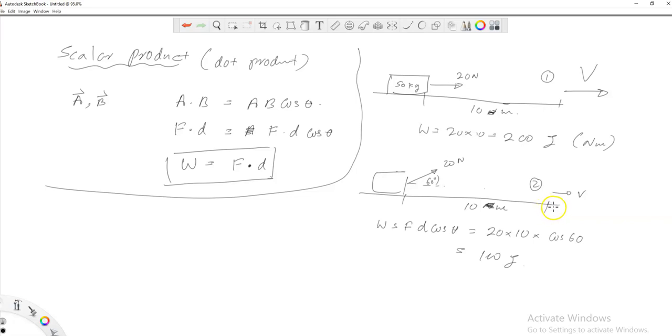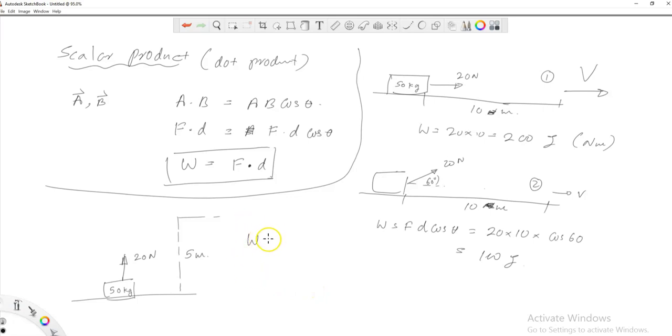Okay, so the third type of example is either climbing up, or you can say lifting something. So here we have the box and 50 kilograms. Now you try to lift it. With 20 newtons, you're going to lift it to a height of 5 meters. What is the amount of work you do?